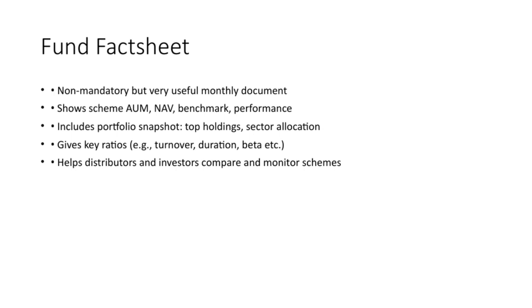In addition, the fact sheet includes a portfolio snapshot. This means you can see the top holdings of the scheme and how the portfolio is allocated across different sectors. It's a helpful way to understand where the scheme is investing and how diversified it is. You'll also find key ratios on the fact sheet, such as turnover, duration, beta, and others. These ratios help you analyze the scheme's risk profile, investment style, and overall behavior.